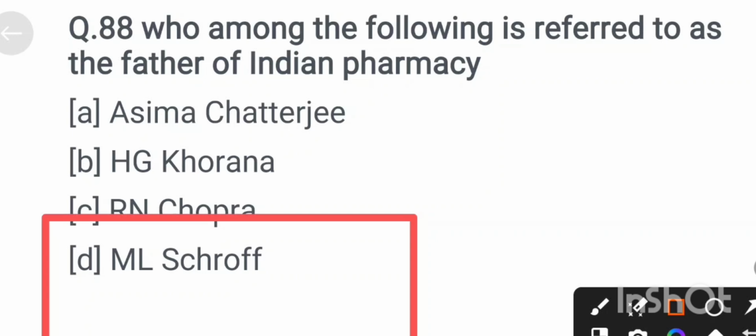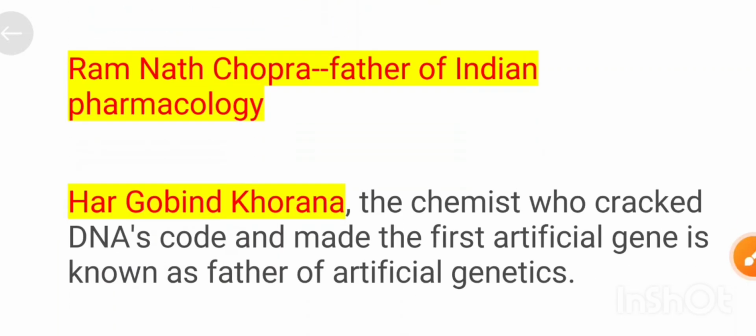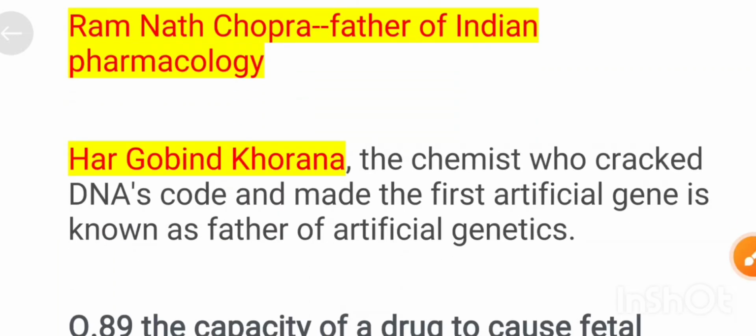And Ramnath Chopra is the father of Indian pharmacology. And Har Gobind Khorana, the chemist who cracked the DNA code and made the first artificial gene, is known as the father of artificial genetics.